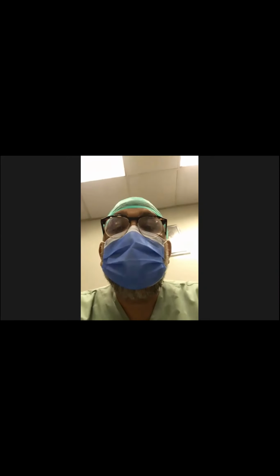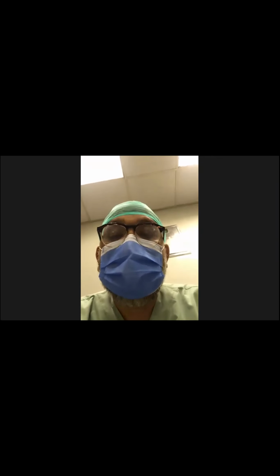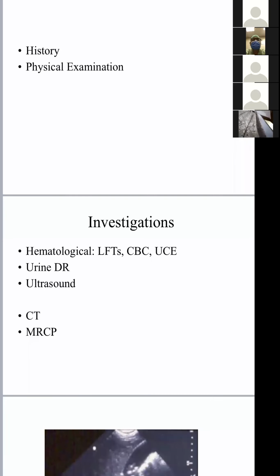Now, before we leave this topic of gallstone, I want to discuss one investigation which is known as MRCP and CT scan. This is important because you need to know when to do ultrasound, when to do MRCP, when to do ERCP, and when to do CT scan.